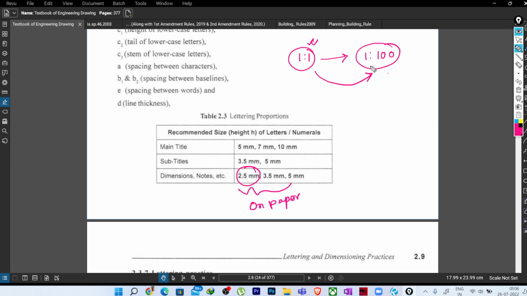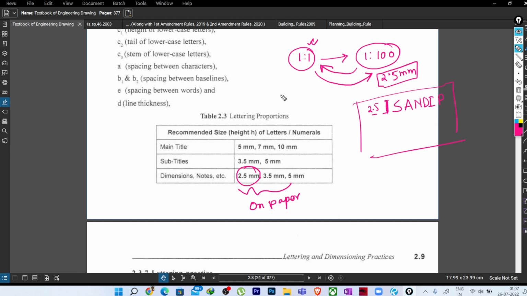Suppose you have kept the drawing in 1:100 scale, so here it should be visible as 2.5 mm height. Suppose I have written my name like this on paper, so this height should be 2.5 mm on paper when it is printed. After printing, if you measure with a scale, it should be 2.5 mm. So then how will we put it in a 1:1 scale drawing? Obviously now we need to do the reverse process. We need to scale it up to the 1:1 scale.